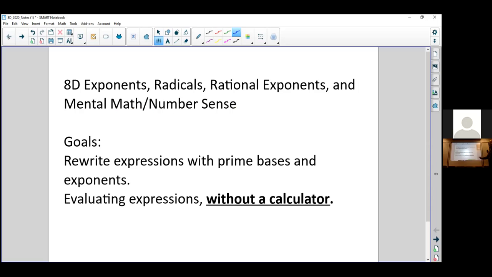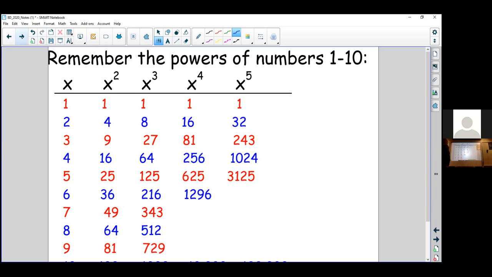And then we're going to be trying to evaluate without using a calculator, which basically means I don't want you to do square root of 2 and tell me it's like 1.417327 or whatever it comes out to. Okay, so we want to keep it as an exact answer. Okay, let's move on.